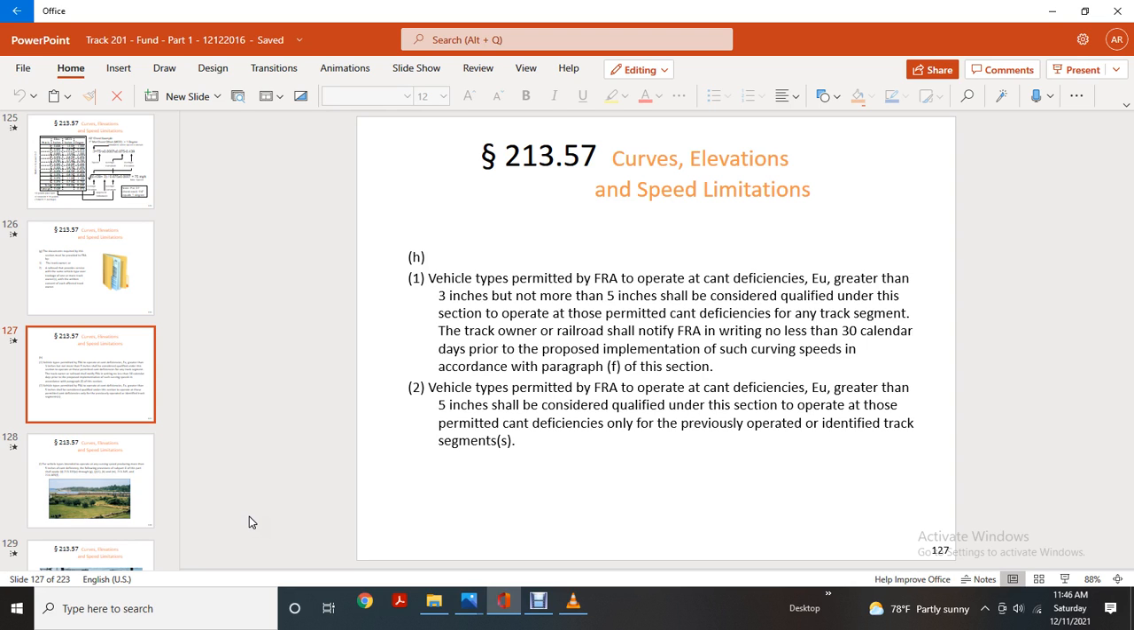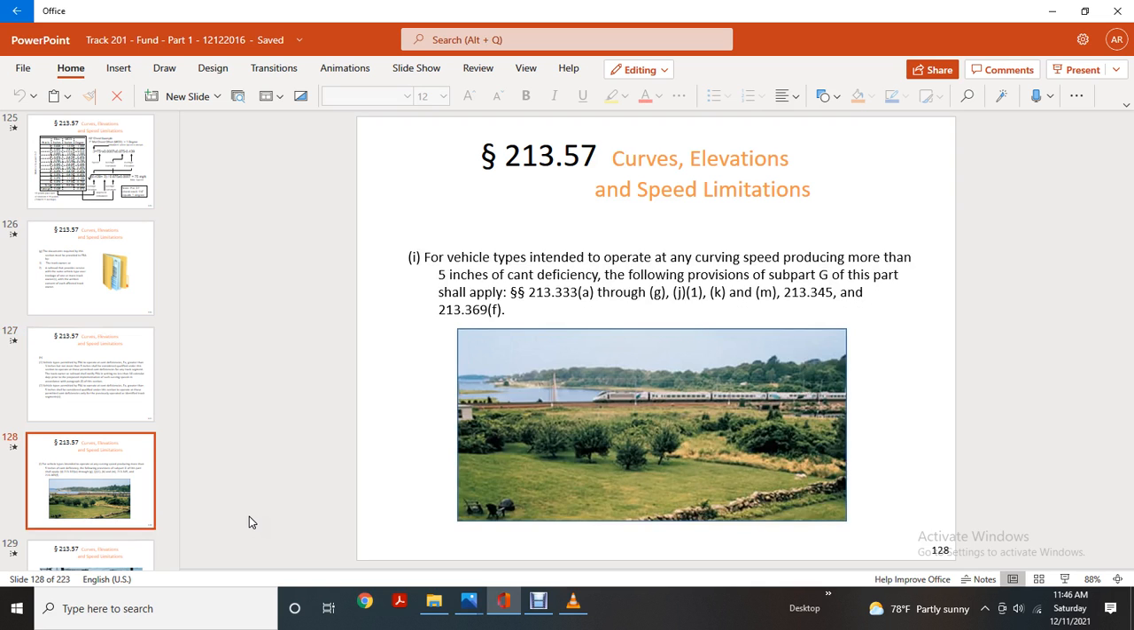The track owner or railroad shall notify the FRA within 30 calendar days prior to the proposed implementation of the curving speed, pursuant to paragraph (f) of this section. A vehicle type permitted by the FRA to operate with a cant deficiency greater than 5 inches may operate with that permitted cant deficiency only on the previously operated, identified track segments. For vehicle types intended to operate at curving speeds producing more than 5 inches of cant deficiency, the provisions of subpart G shall apply: 213.333(a) through (h), (j)(1), (k), and (m), 213.345, and 213.369(f).